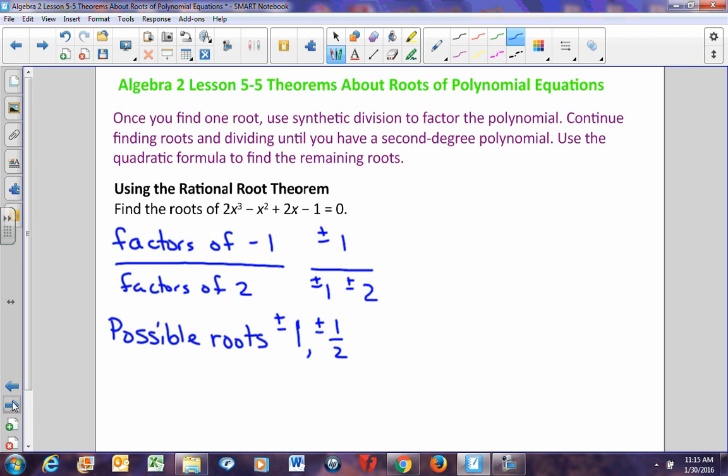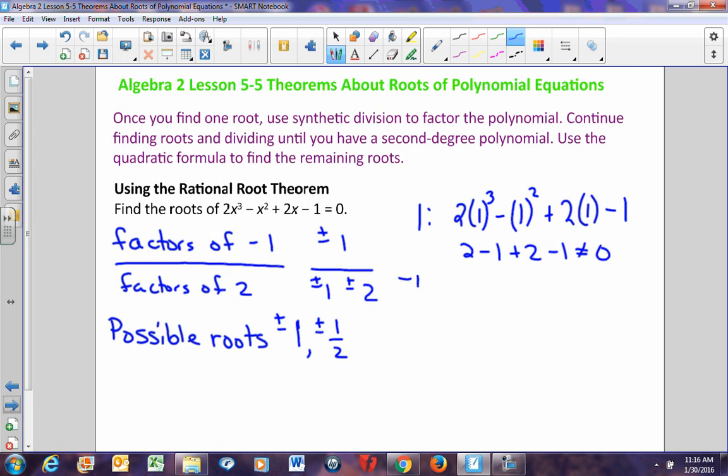Okay. So I'm going to test. Let's start with 1. So if I start with 1, I'm going to have 2 times 1 to the third minus 1 squared plus 2 times 1 minus 1. So 1 cubed is 1, 1 times 2 is 2, minus 1 plus 2 minus 1. Okay, that's basically 2 minus 1 is 1, 1 plus 2 is 3, 3 minus 1 is 2, and that's not equal to 0.